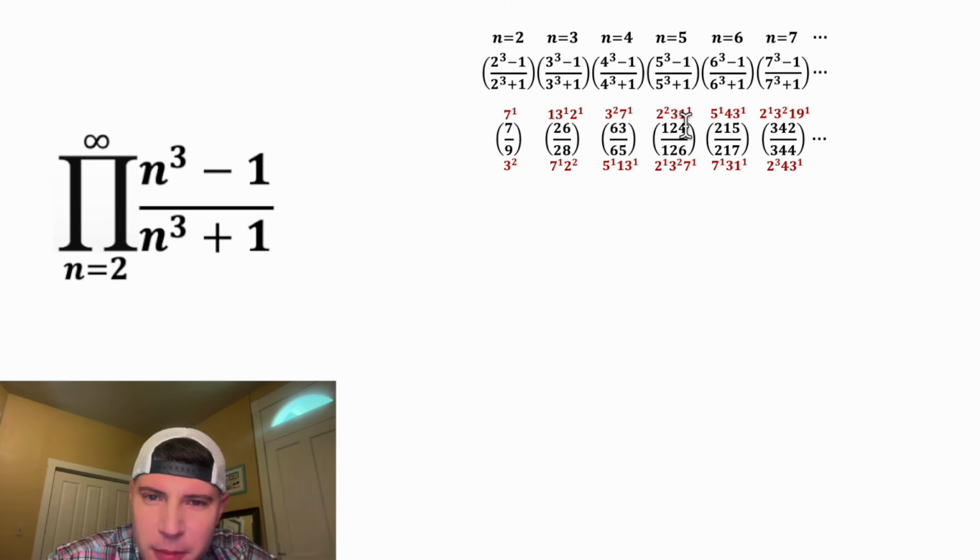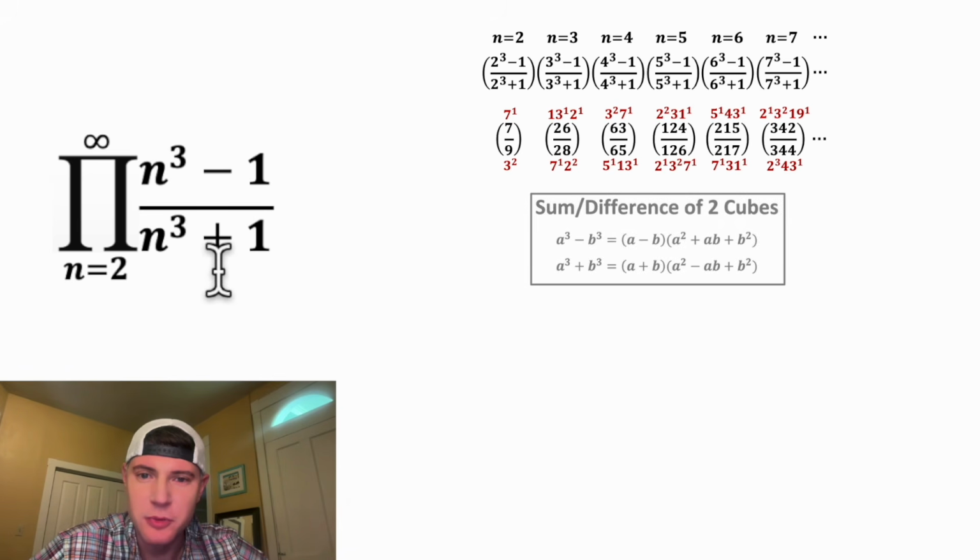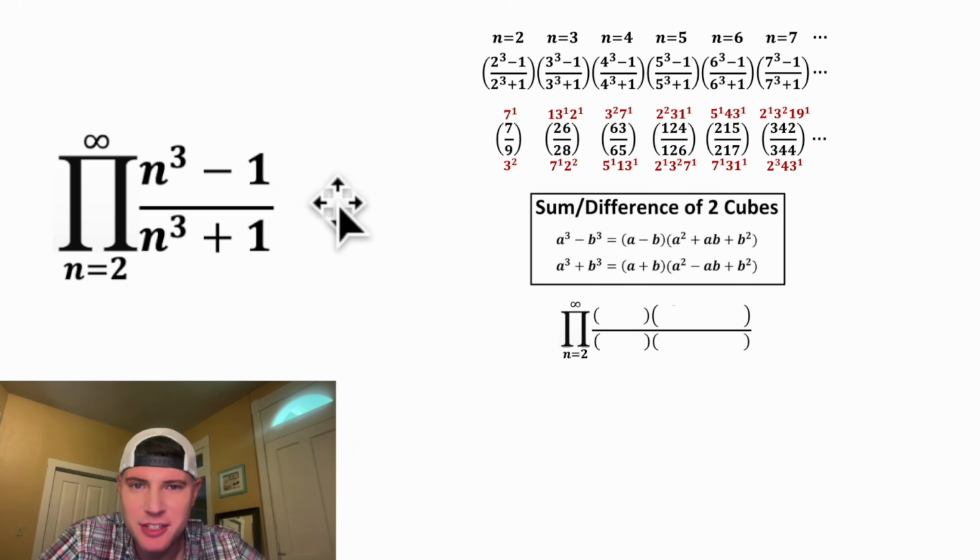I do notice some of these in common, but I'm not sure if I can catch what the pattern is. Let's try one other thing to see if we can find the pattern. Since this is a difference of 2 cubes and this is a sum of 2 cubes, let's use these notes for sum or difference of 2 cubes. We can factor this top and this bottom, and maybe we can get some insights from that.